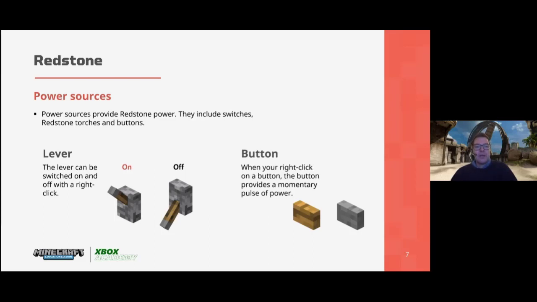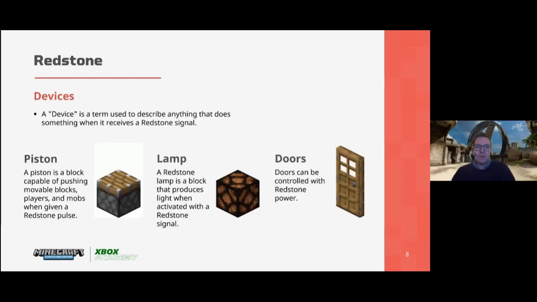So power sources provide power to different devices. The general power sources are levers, which can be on or off, and buttons. There are a few others we'll probably talk about in later sessions. These can control a number of devices. One of my favorite ones is pistons, and we'll explore an example of how you can use a piston. You have redstone lamps, which you can use for lights within buildings, and you can also use redstone to power doors. Excuse me.